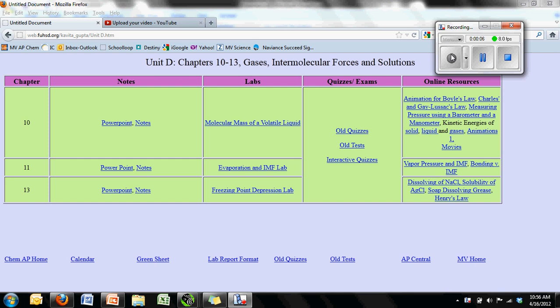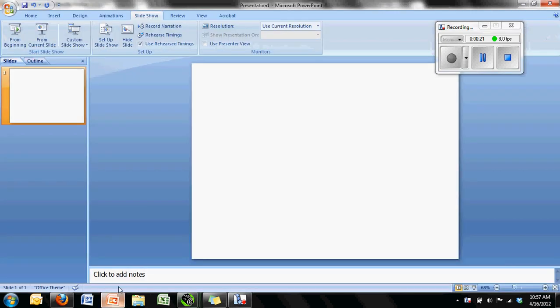Unit D is Chapter 10, 11 and 13. Chapter 10 is gases, 11 is IMFs and 13 is solutions. So let's look at each of these in detail and see how we identify each of these and what are the main concepts.